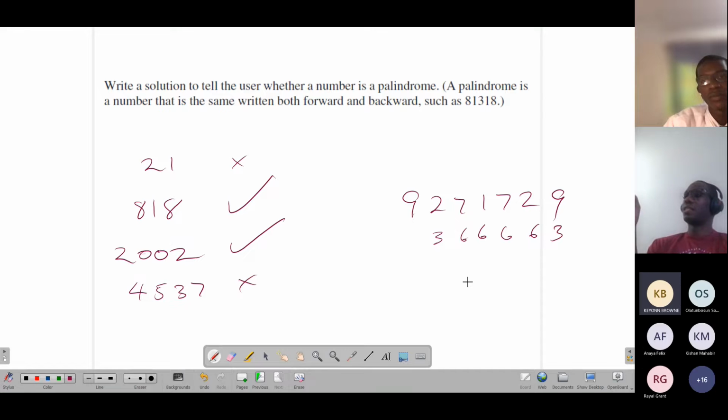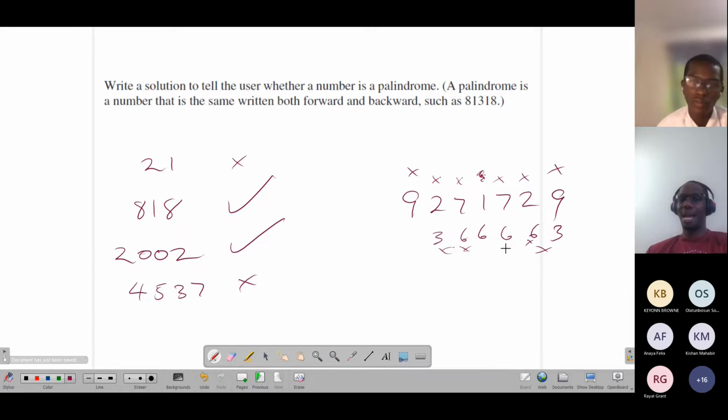Kian, I like your thinking, but the question is, how do I isolate this number and this number? How do I isolate this number and this number? This number and this number. I know that this number is the same. Again, it's the same with these. How do I isolate these numbers?